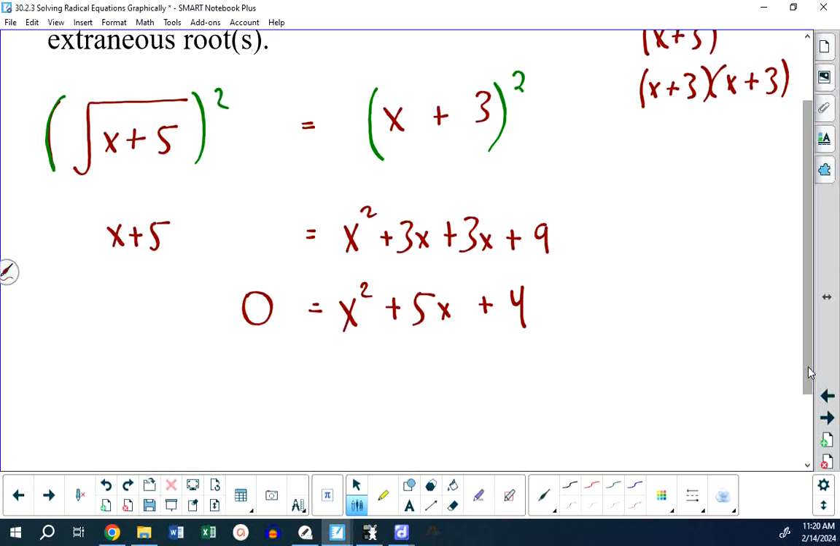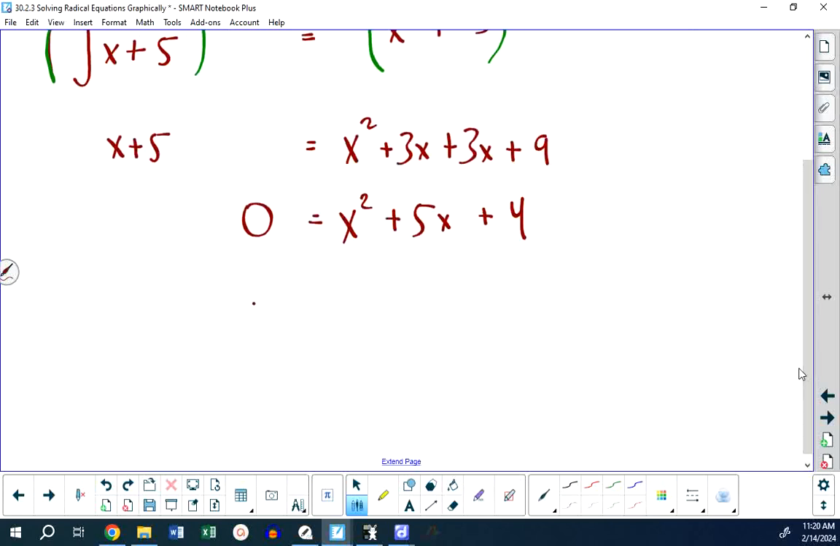We're setting it equal to 0 because that's what we do with quadratic equations. It has nothing to do with this lesson. And I look at this and I go, well, I'm not going to use the quadratic formula to solve this. I'm going to factor it, because it's a pretty trivial task to see it's (x + 4)(x + 1). 4 times 1 is 4. 4 plus 1 is 5. Done.